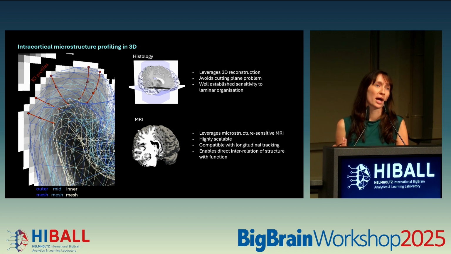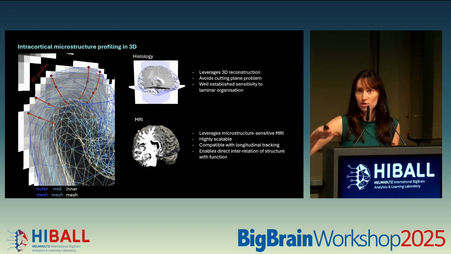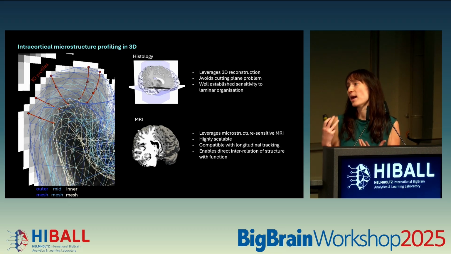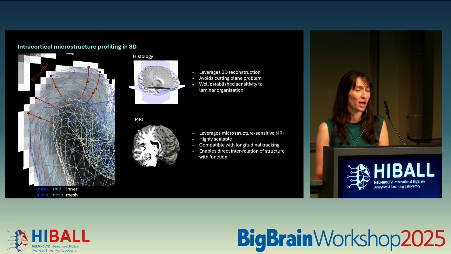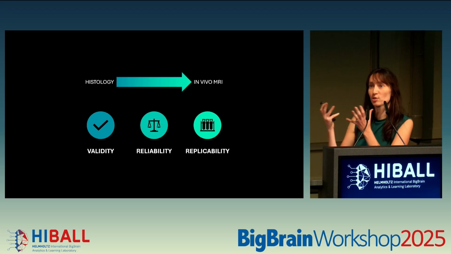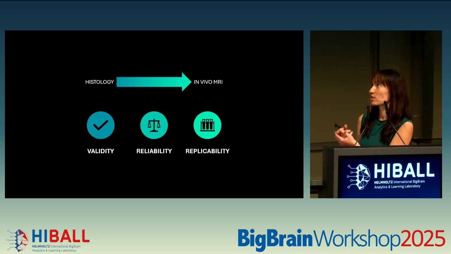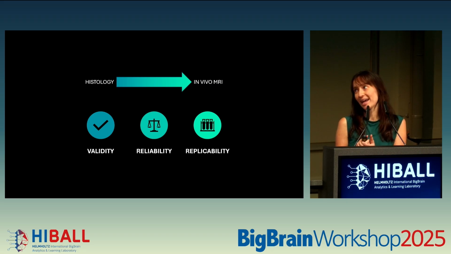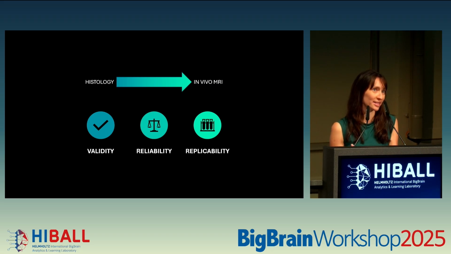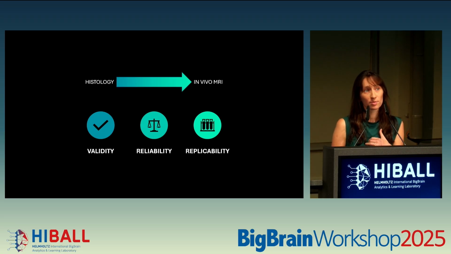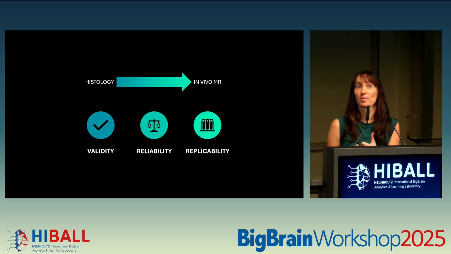That means it's also compatible with longitudinal tracking. We can do this on people across time, and we can directly compare microstructure to function. These are really key aspects of investigation that we want to follow up by translating this 3D histological profiling into in vivo imaging. What we've been doing lately is trying to dig into whether this is a reliable method. So I'm going to touch on 3 points we've been testing: the validity of this approach, its reliability, and its replicability.